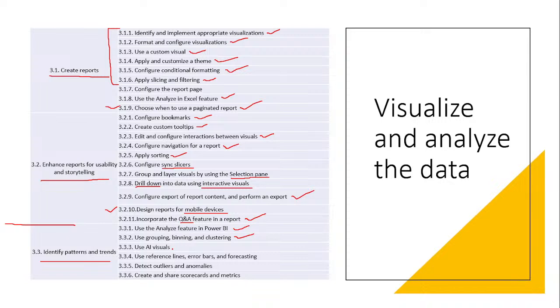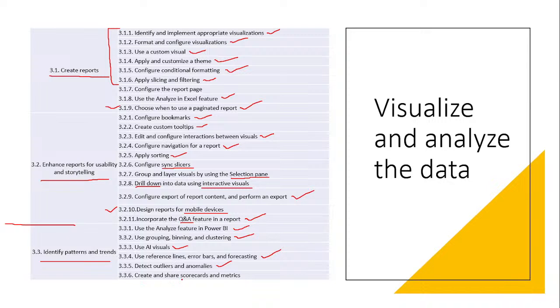Power BI has its own AI visuals available. How to use that? Okay. How to identify the different things in it. Then how to use the reference lines, error bars, and forecasting features in Power BI. Detecting the outliers and anomalies. That is very much required, that you have to remove those outliers and anomalies. Okay.